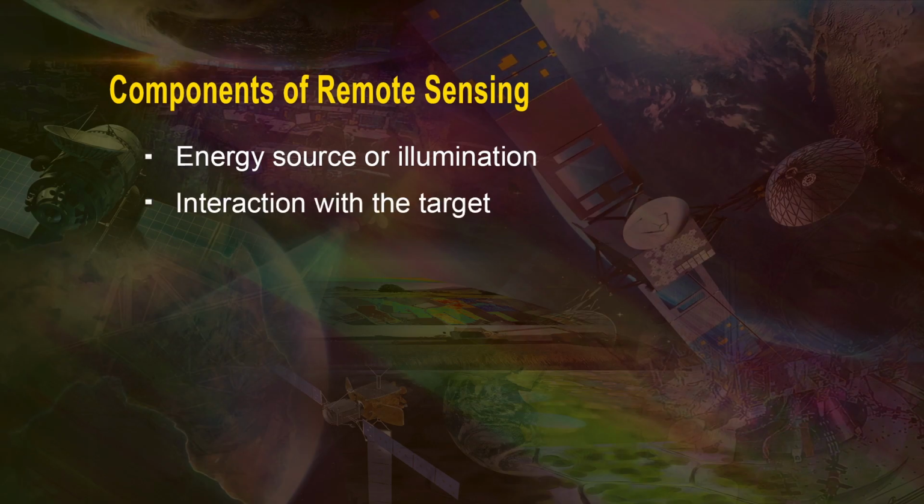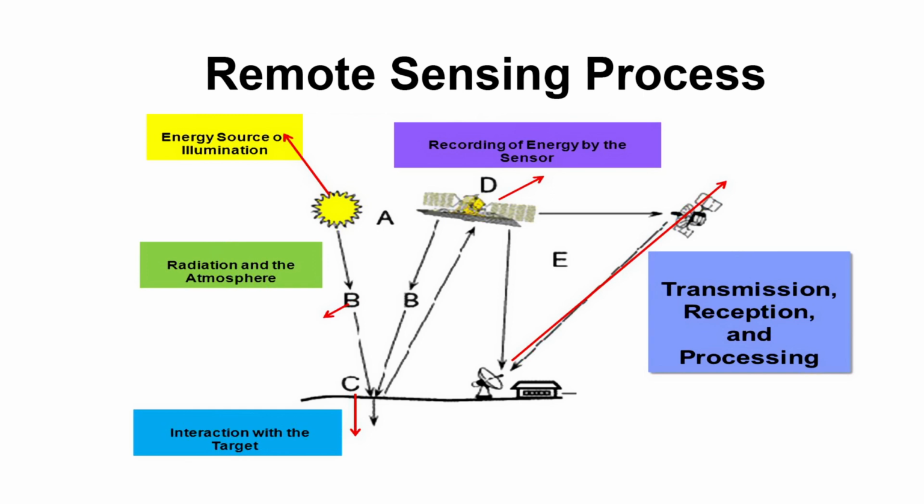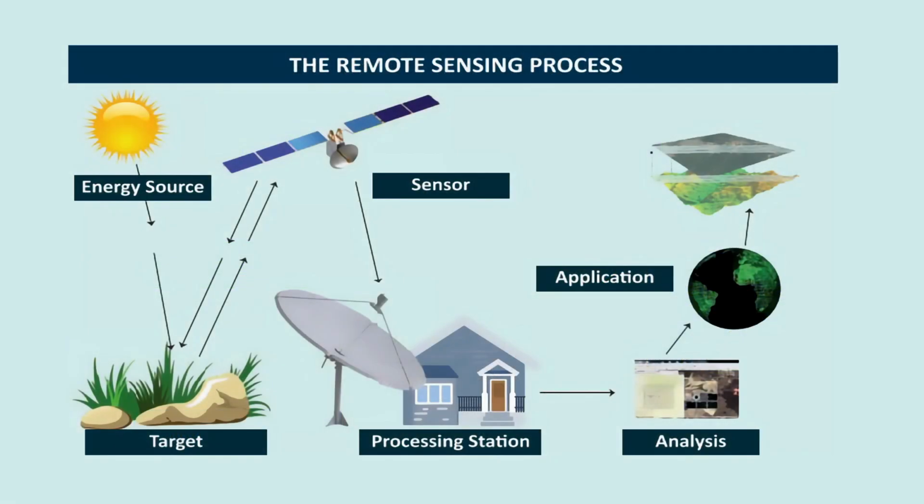Interaction with the target. As the energy travels from its source to the target, it will come in contact with and interact with the atmosphere it passes through. This interaction may take place a second time as energy travels from the target to the sensor. Energy makes its way to the target through the atmosphere. It interacts with the target depending upon the properties of both the target and the radiation. A number of interactions are possible when electromagnetic energy encounters matter, whether solid, liquid or gaseous.